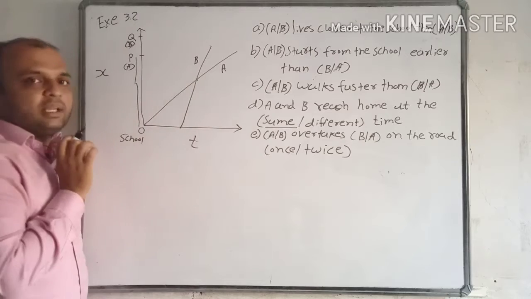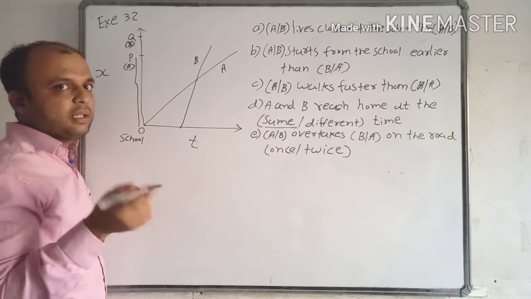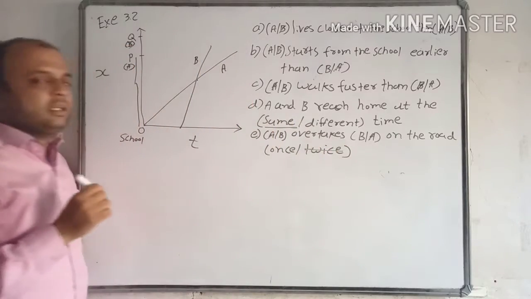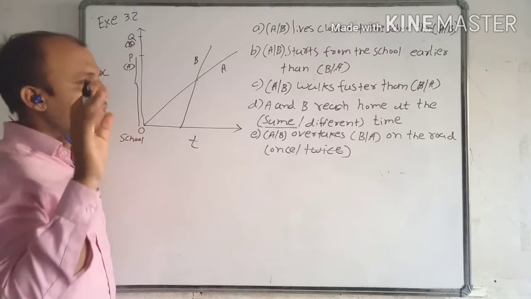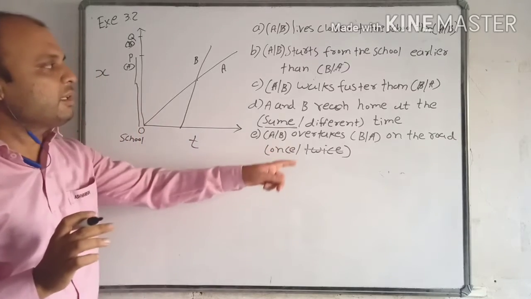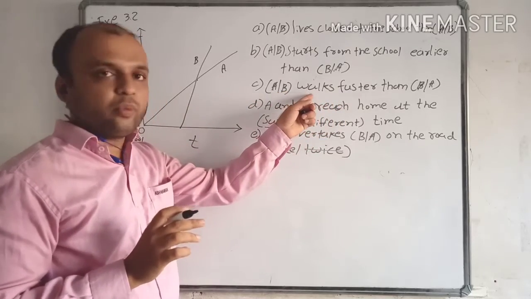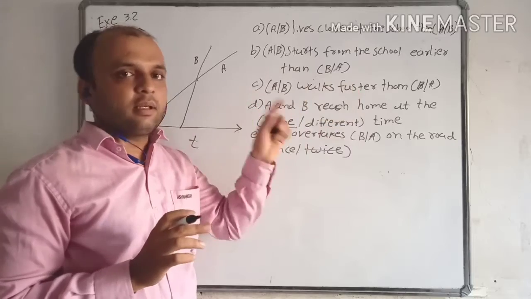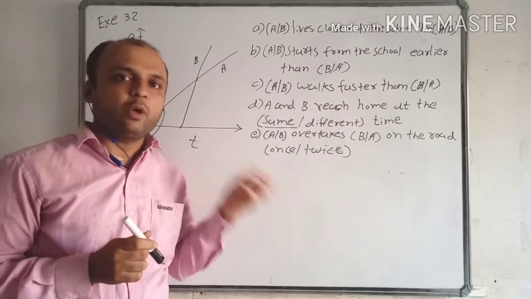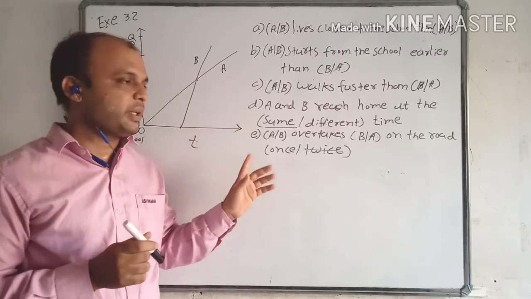Now we can see from the graph that there is only one intersection, so B overtakes only once. Obviously we can check and correct this condition from the third condition. In the third condition, B walks faster, so obviously the person who walks faster can overtake. So this satisfies the fifth condition.